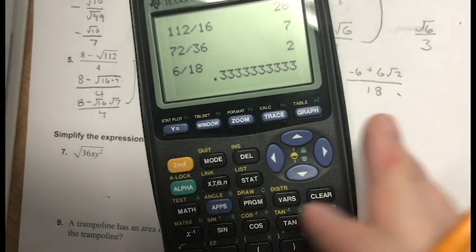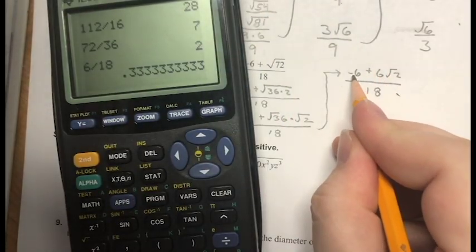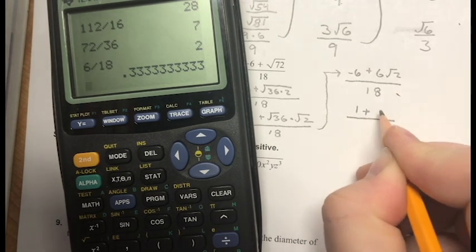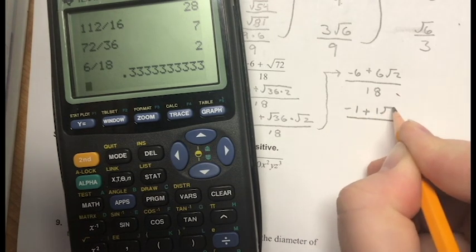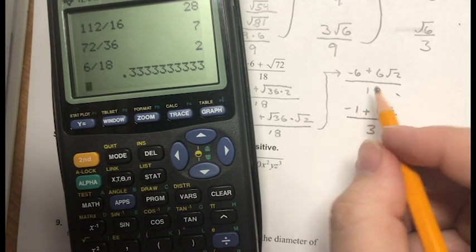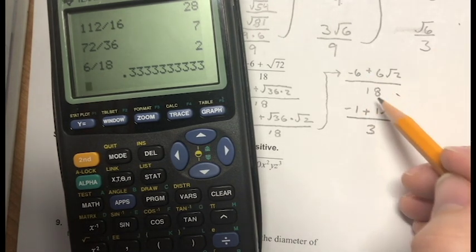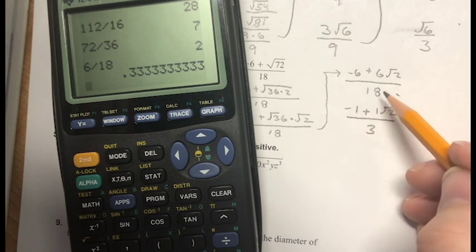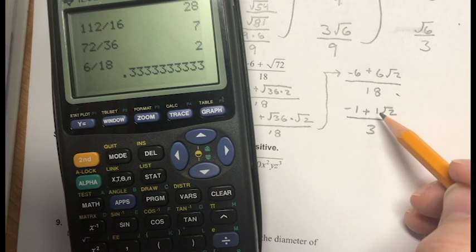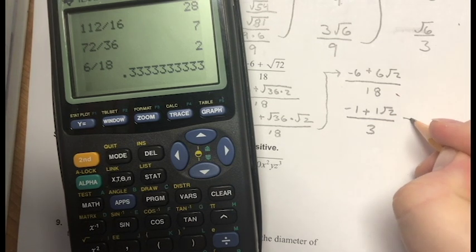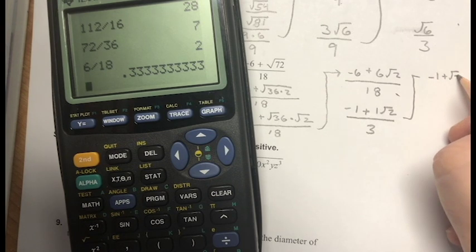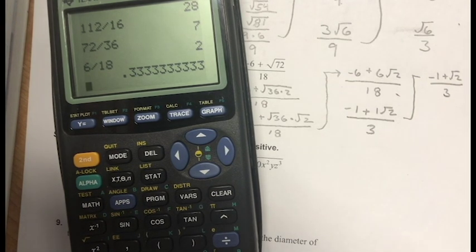And since I have 2 sixes here, that means that negative 6 divided by that will give me a negative 1 plus 1 times square root of 2 over 3. Why did I just do that? Because I literally divided each thing. Negative 6 by 18 gives me a negative 1/3, and 6 divided by 18 is a 1/3. So I can rewrite it one last time to make negative 1 plus the square root of 2 over 3. All right.